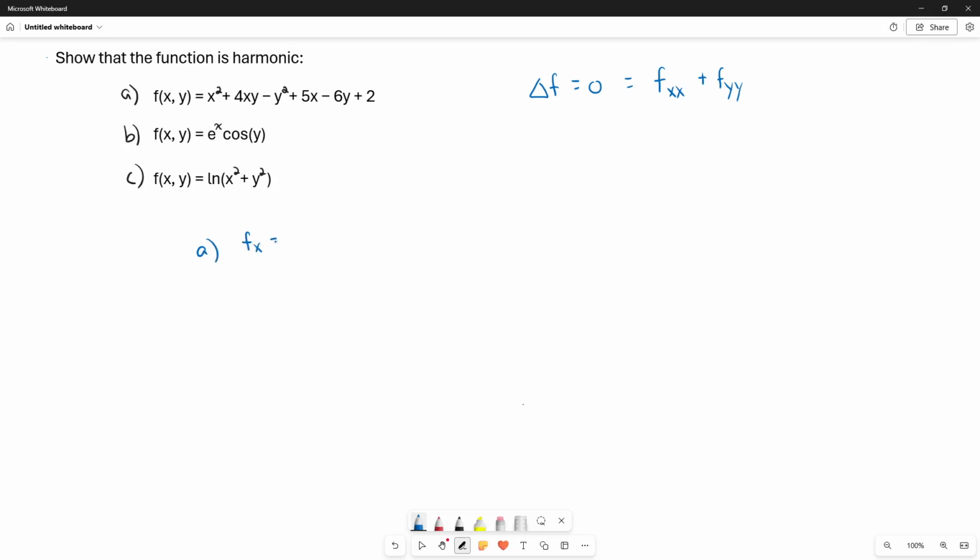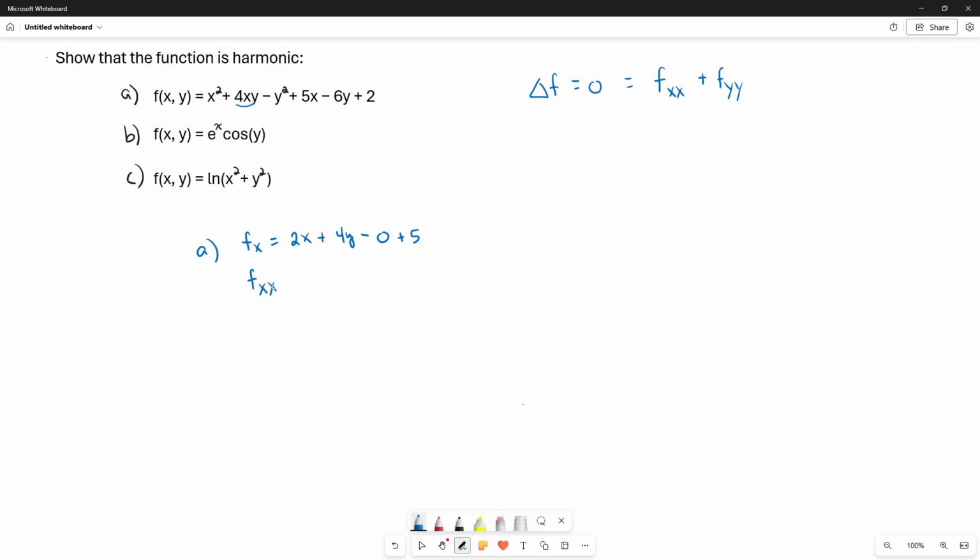f sub x of xy is 2x plus, we treat the y as a constant, so the derivative of a constant times x is the constant. So the derivative with respect to x here is 4y minus y squared is a constant with respect to x, so this is 0. 5x, the derivative with respect to x is 5, and the derivative of 6y and 2, they're both 0. So f sub x is 2x plus 4y plus 5.